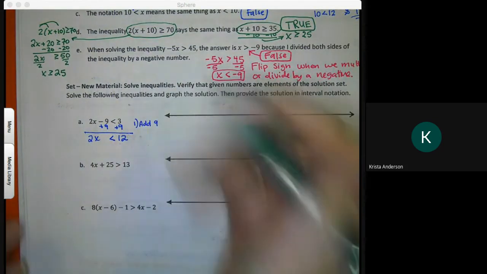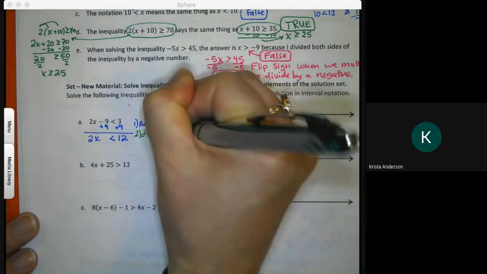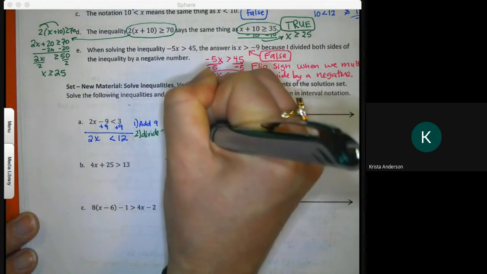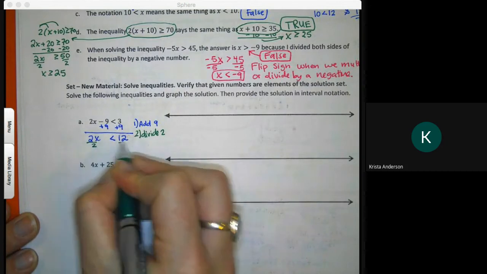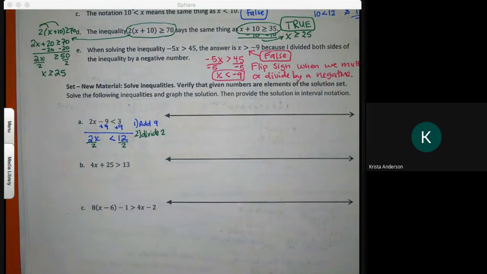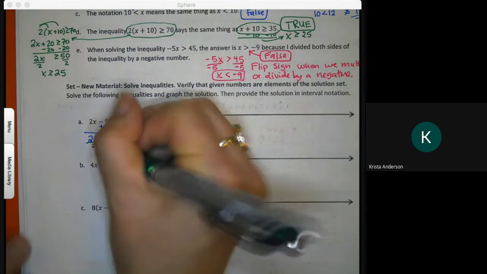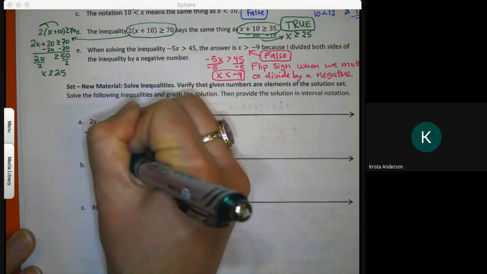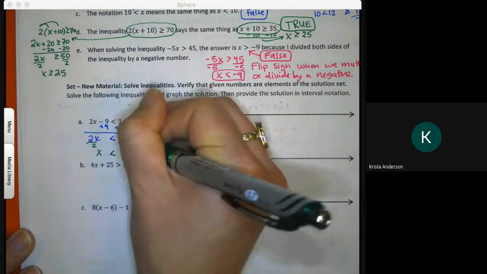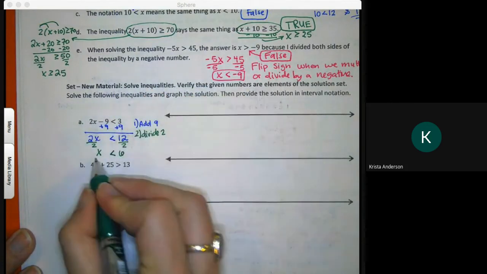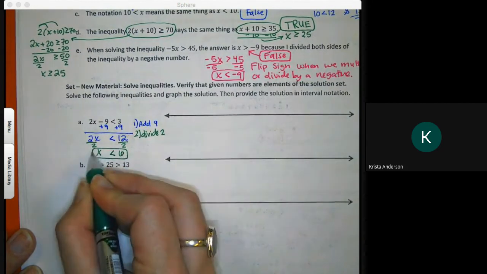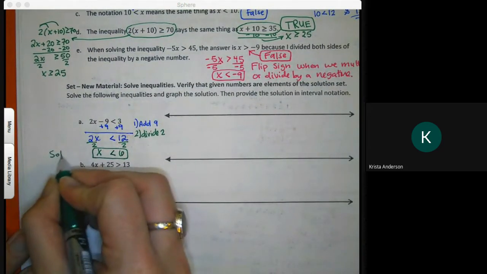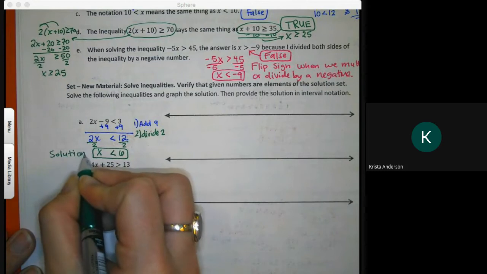Then my second step, I'm going to divide by 2. Now I ask myself, when I divide by 2, do I flip the sign? Do not flip the sign. It's not a negative 2. Positive 2 is fine. I'm going to leave my inequality the same direction. This would be x, 12 divided by 2 is 6. That is my solution.